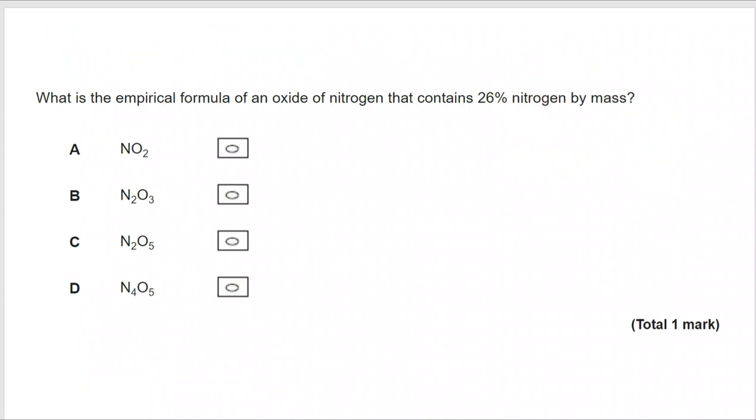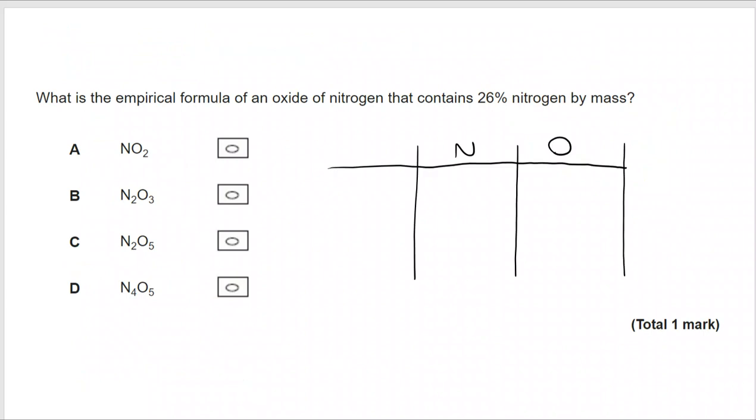This is about as straightforward as they can get, really. There are no tricks here, no nasty surprises. This is an empirical formula calculation. Put your elements in the top. We've got our m, Mr, in this case Ar, n, and ratio. Remember, don't get mixed up with reacting masses questions here.